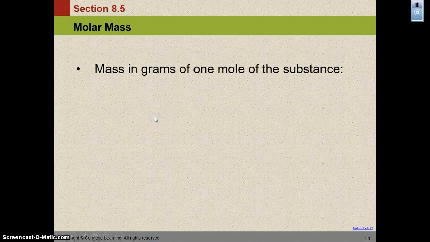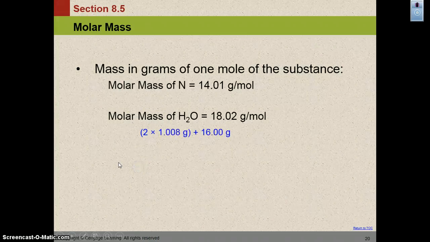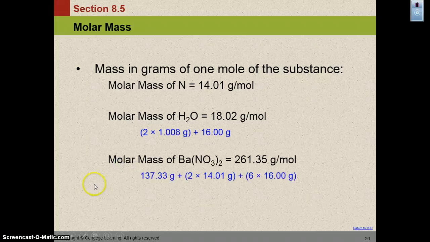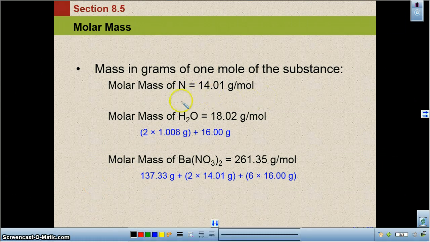So molar mass, by definition, is the mass in grams of 1 mole of the substance, and the information is from the periodic table. So just a couple of things that I want to remind you of. Remember that this comes from the atomic mass, so 14.01 grams per mole on the average of nitrogen, and that's strictly from the periodic chart.